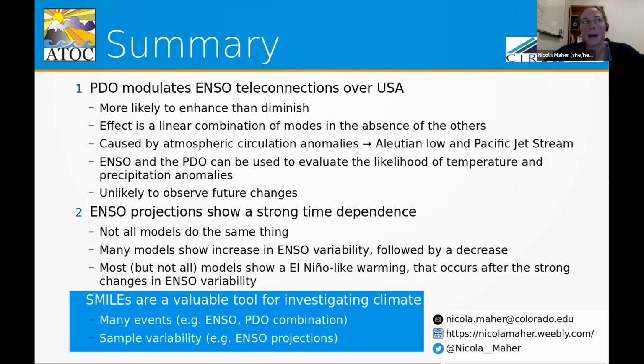Yeah, I think you're right. I think we could be picking up the SSTs being related to the Aleutian low, or the Aleutian low could be related to the SSTs. It could be going in either direction. So it could be a good idea to try and figure out what drives what, or maybe they're so interrelated you can't do that. I guess if you have any suggestions. Yeah, I can discuss later. I'll follow up with you.